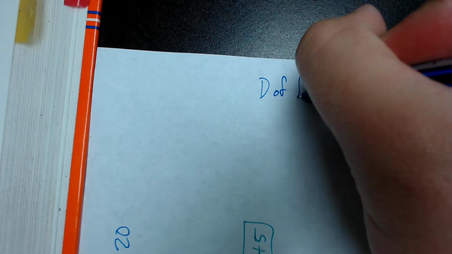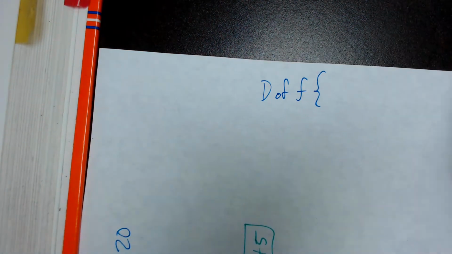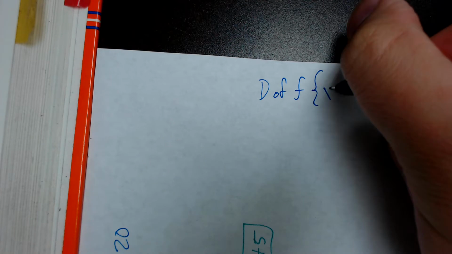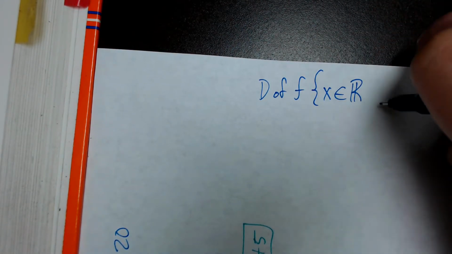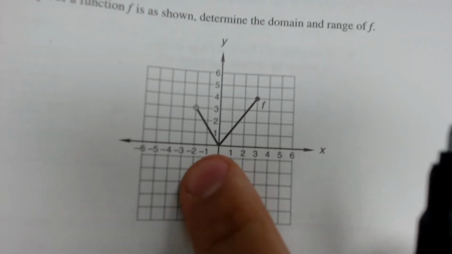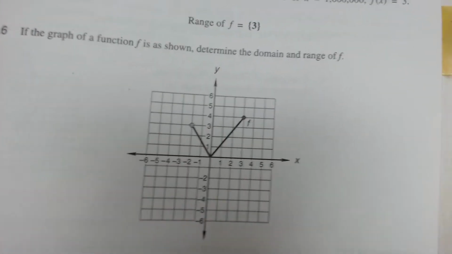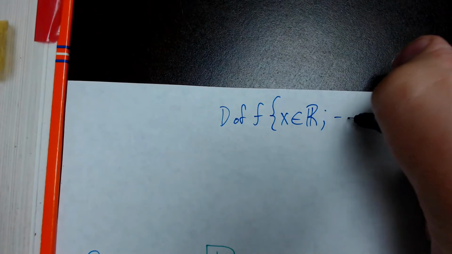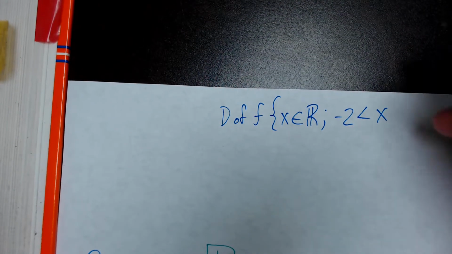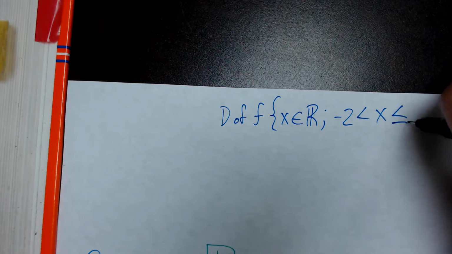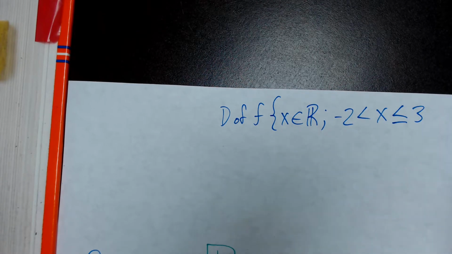We would say that the domain of f is equal to the set of x being all real numbers as long as, like I said, x cannot be -2 and it is greater than -2. So as long as -2 is less than x and x is less than or equal to 3. And then we put our closing brace.